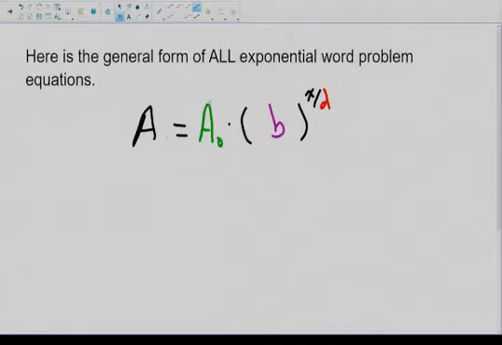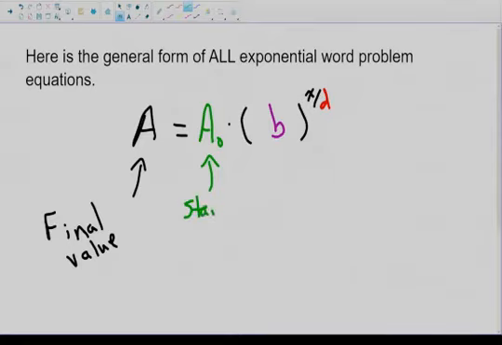Now, I've changed things just a little bit to be a little bit more standardized here. Here is the general form of all exponential word problems. What do all of these quantities mean? Instead of writing An, we're just going to write A as the final value. Okay? So capital A here is the final value. A0, now this 0 means at the 0 time value, okay? Your initial starting value. So A0 just stands for your starting value.